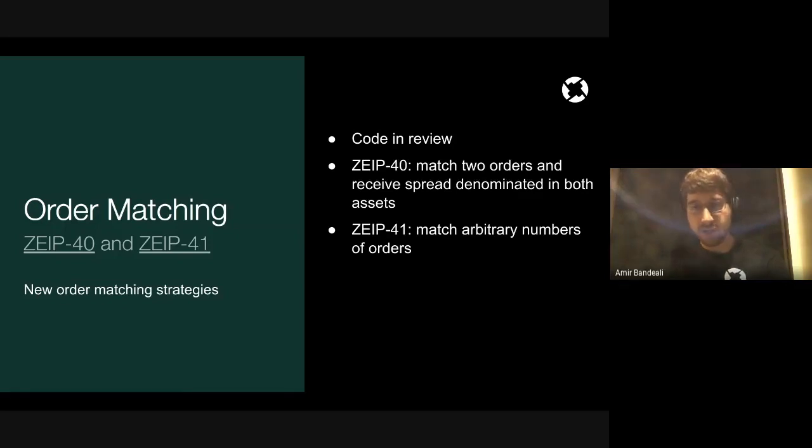ZIP 41 adds a way to match an arbitrary number of orders together. So this will allow you to do better market orders and stuff like that as a matching relayer. Or if you're an arbitrager, there should be more opportunities to match as well. Just generally more flexible. And this should support both of the spread models, so either taking a spread in one asset or both of the assets.